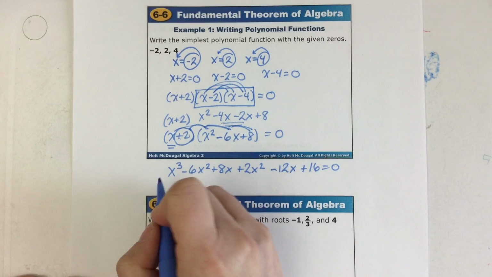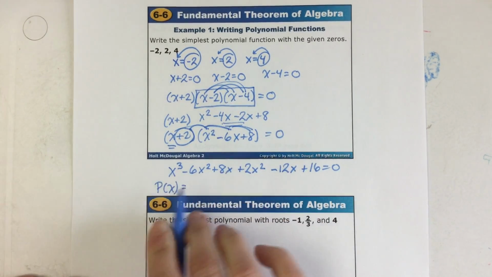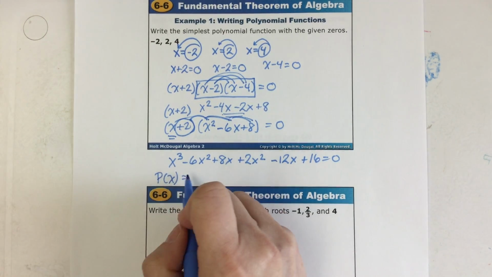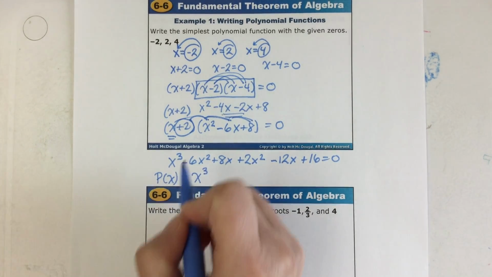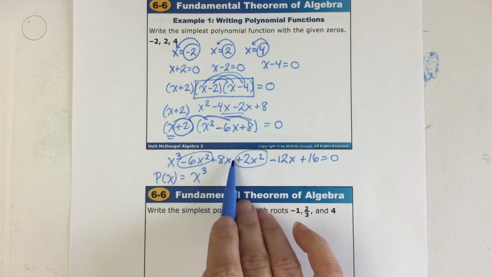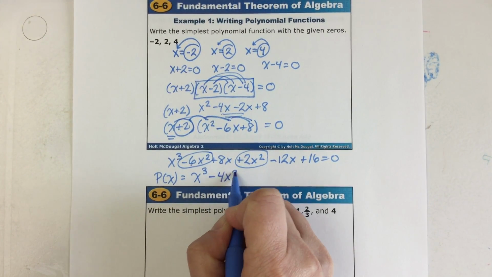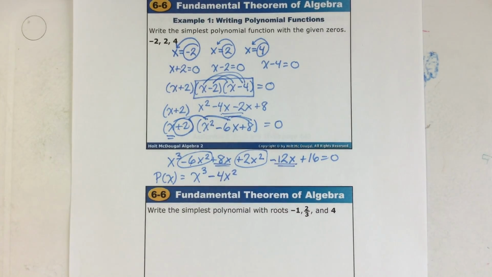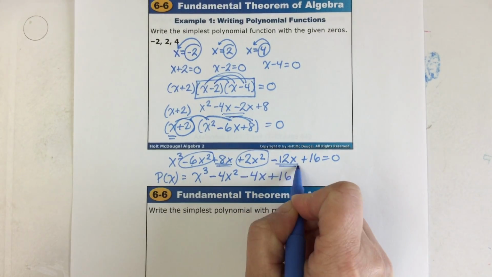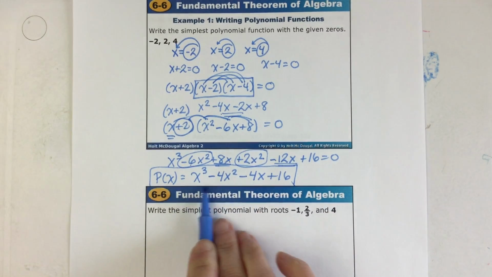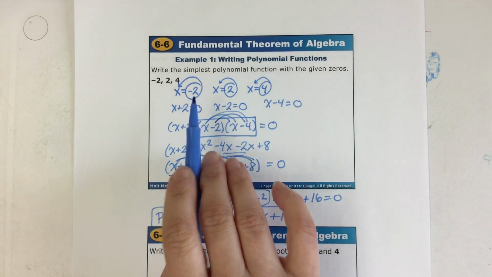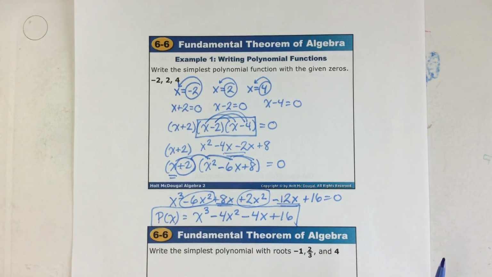Now your final answer. Our polynomial function is whatever we get when we combine the like terms and put it in standard form. The highest variable that I see is a 3, so x cubed goes first. This has 2 x's, this has 2 x's. -6x squared plus 2x squared makes -4x squared. This has an x, this has an x. +8x minus 12x is -4x plus 16. This is the polynomial function where if I said, take this function and find the zeros, your solutions would have been -2, +2, +4.